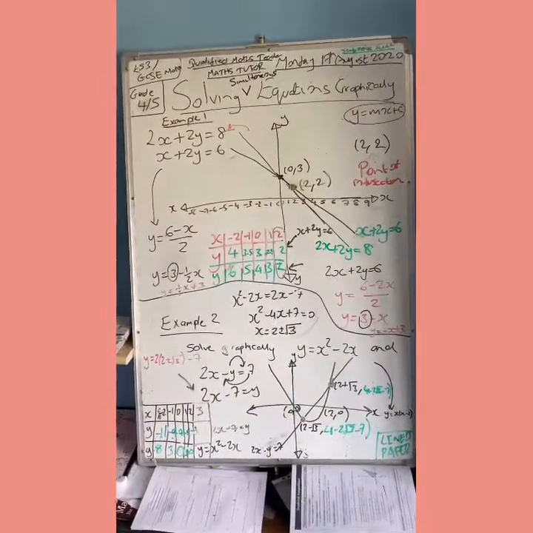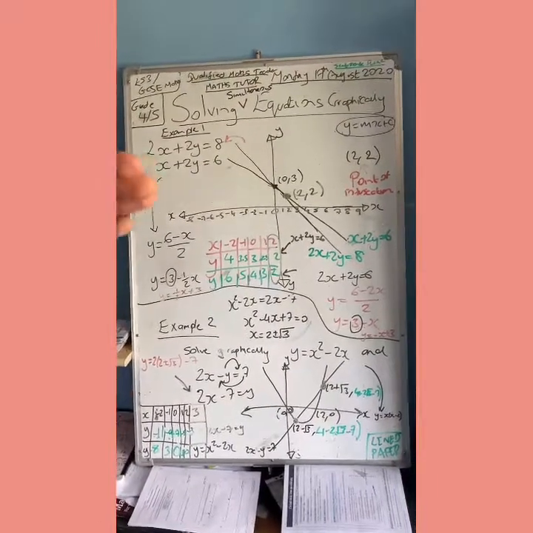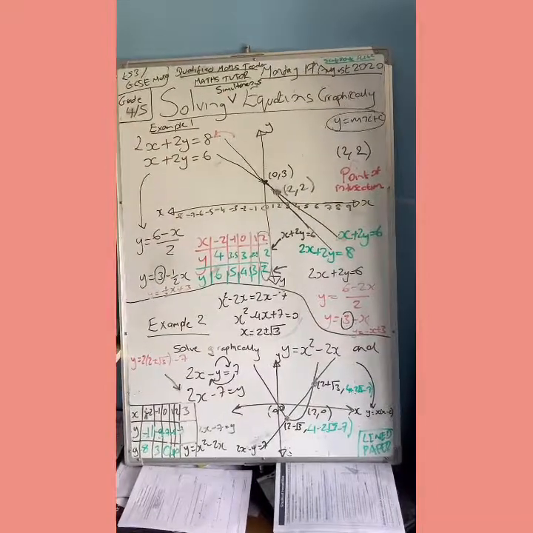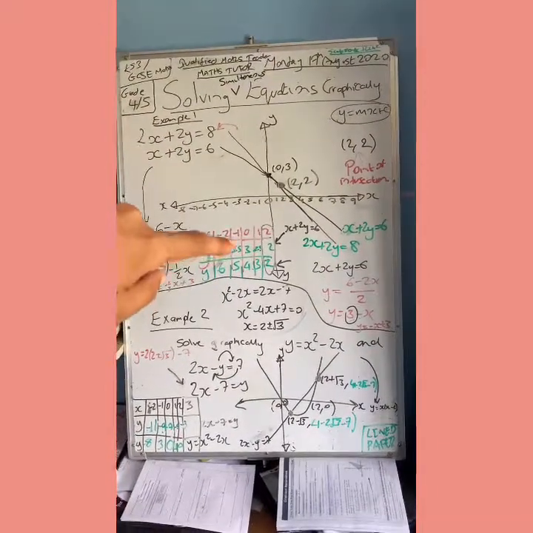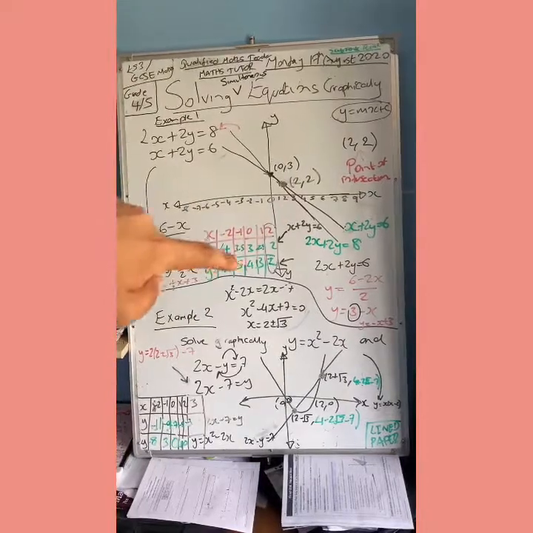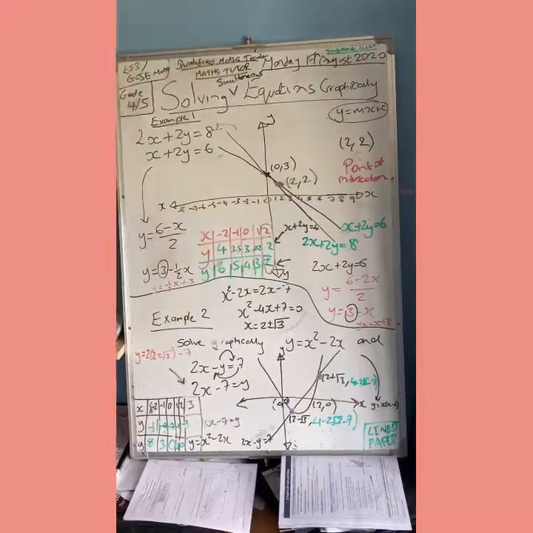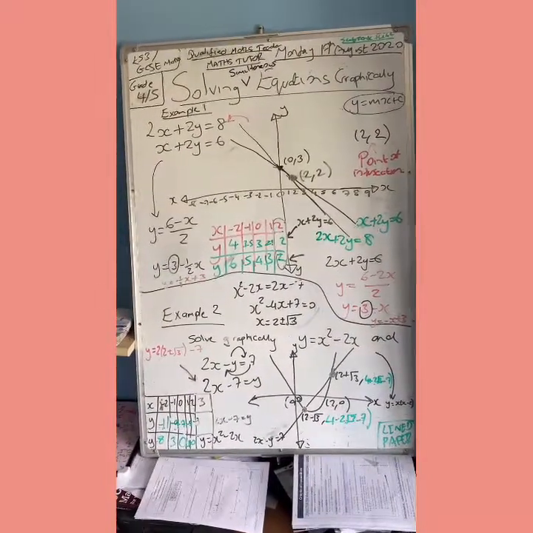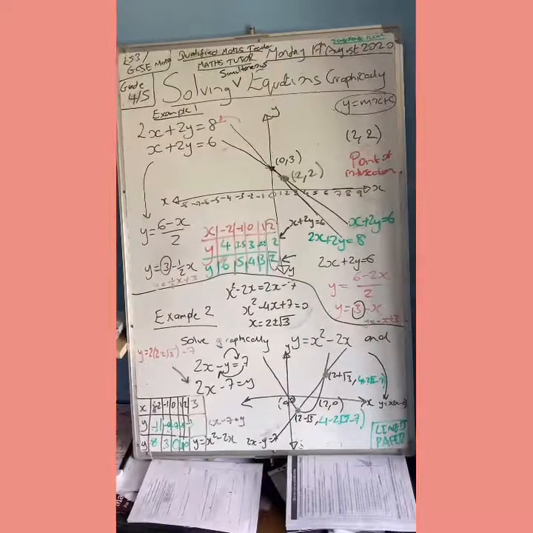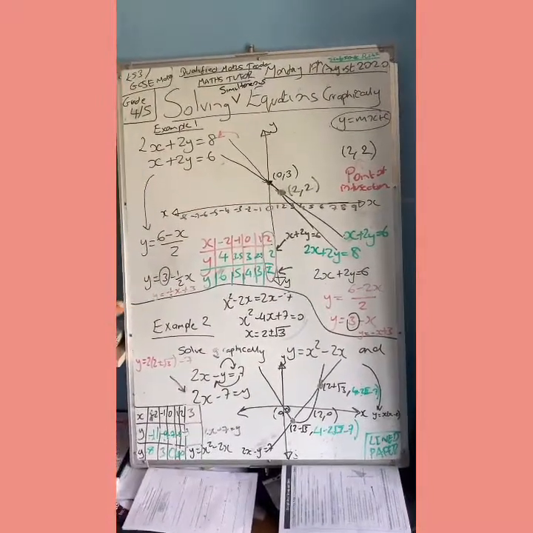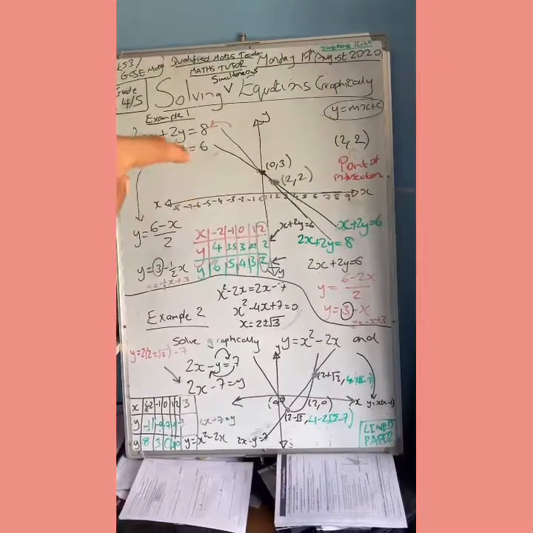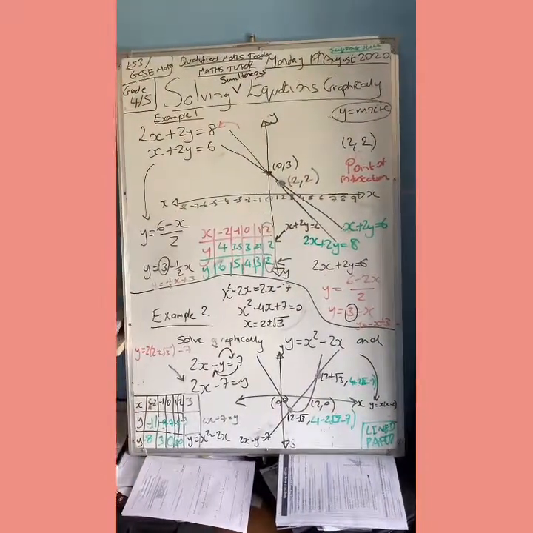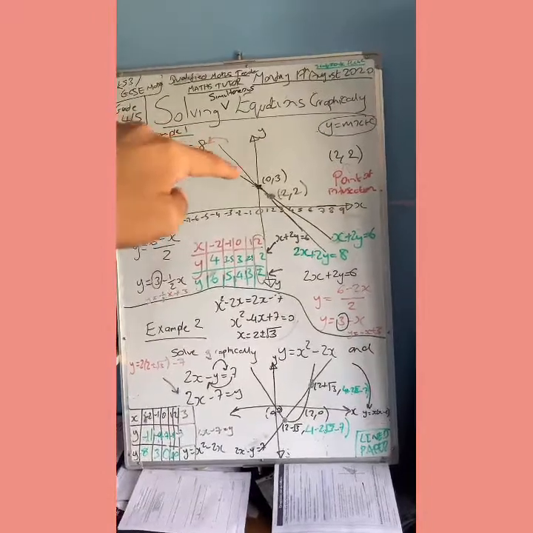What I then did was plot a table of values for my equations. That's x plus 2y is equal to 6, and 2x plus 2y is equal to 8. And then I plotted my graph here. So y is equal to minus half x plus 3. A negative gradient will look like that, and then it goes through positive 3. So that's that one there.